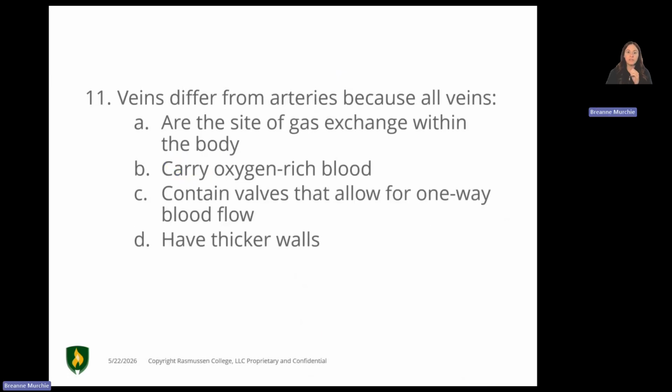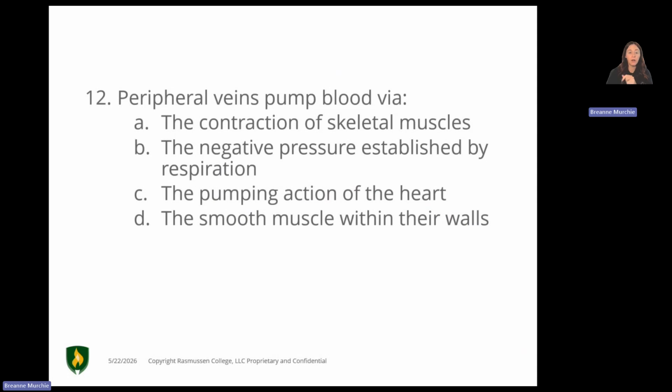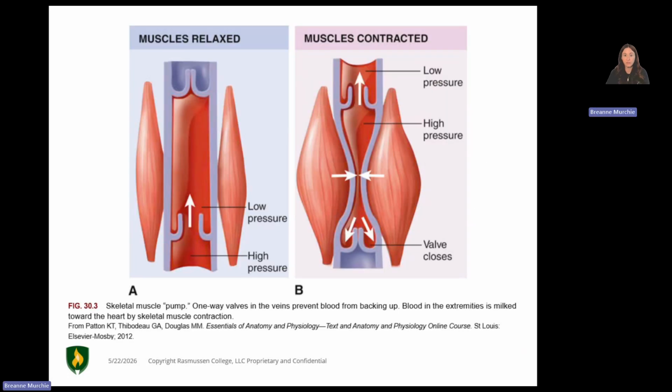Okay, number 11, veins differ from arteries because all veins contain valves. Veins contain valves that allow for that one-way blood flow. Number 12, the peripheral veins pump blood via the contraction of skeletal muscles. As you can see here in the image, the skeletal muscles will physically contract. They will squeeze the blood essentially against gravity, open those valves, push the blood up, and when the muscles relax, the valves will close and prevent that blood from going backwards.